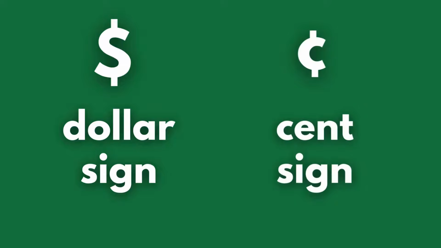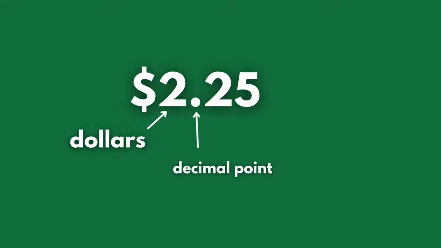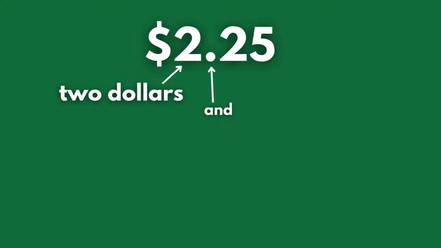When we write about money, we use a dollar sign and we use a cent sign. To write a total of money, I use a dollar sign, then I put the amount of dollars, a decimal point, and then I put the cents. Here we would say $2.25.